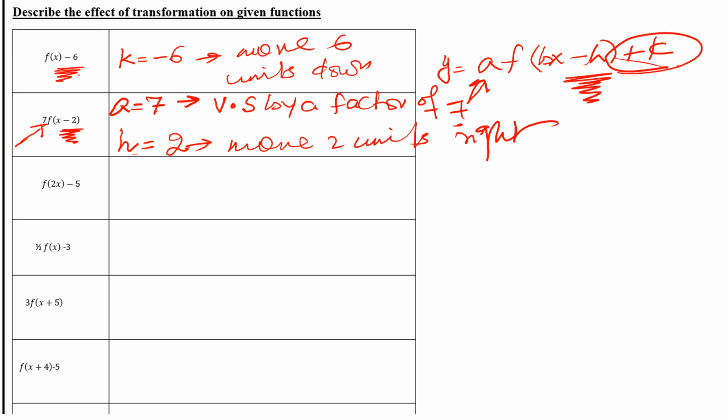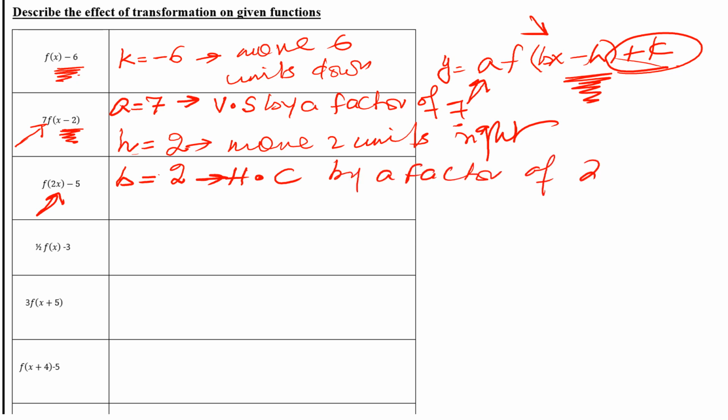So here the 2 is inside. So if inside the bracket, if I compare with my equation, it means I have been given the B. So B is 2. It represents the horizontal. Now 2, it is opposite than the vertical. Bigger than 1, it is the horizontal compress by a factor of 2.